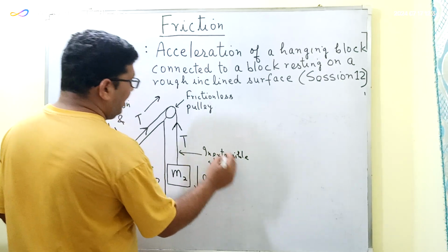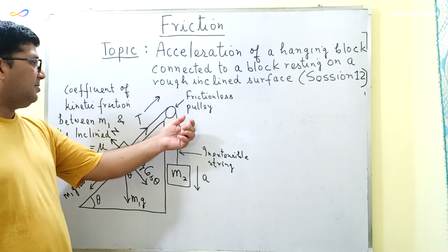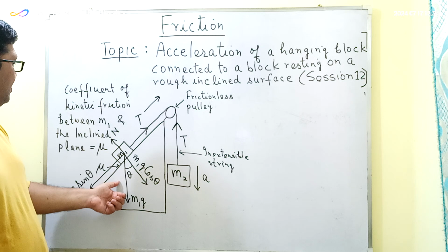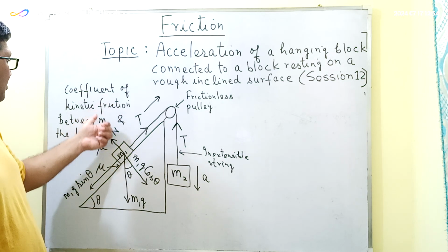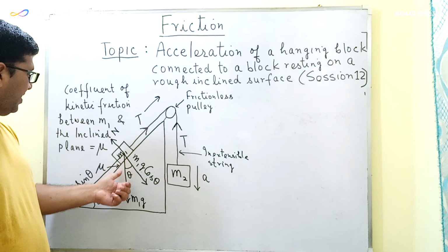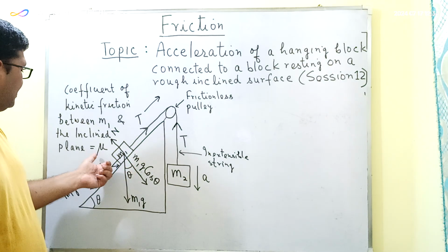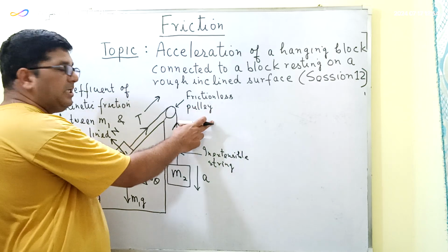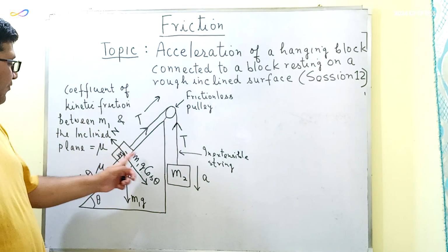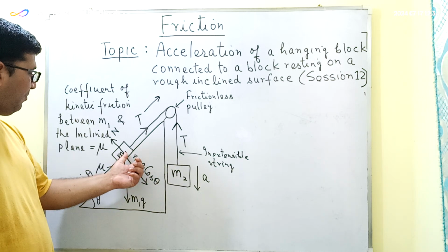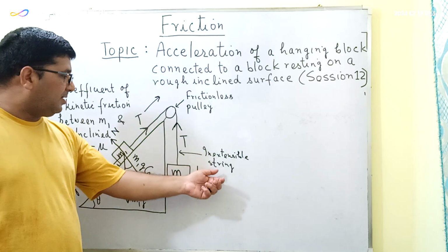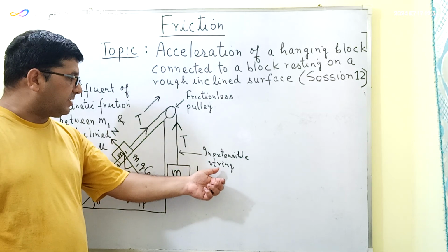Now in this case I have taken the frictionless pulley, and the coefficient of kinetic friction between this block of mass m1 and this inclined plane is mu, but here the pulley is taken as frictionless. So here this block of mass m1 and this block of mass m2 are connected by a common string, and this string is inextensible.